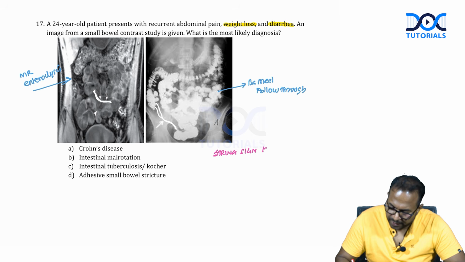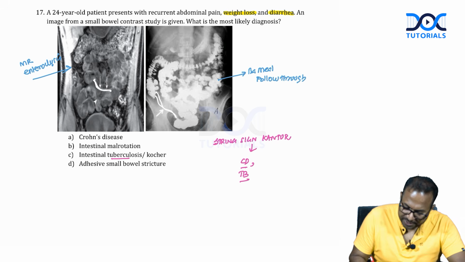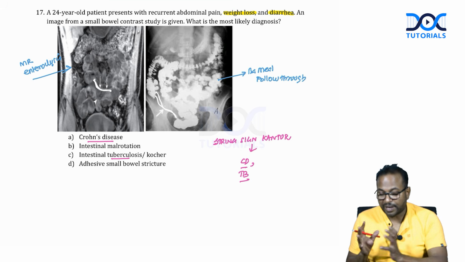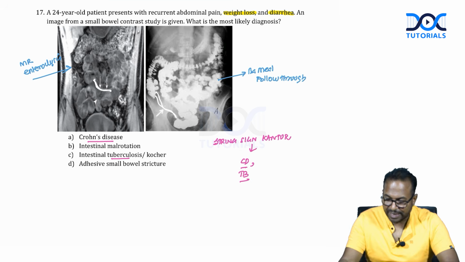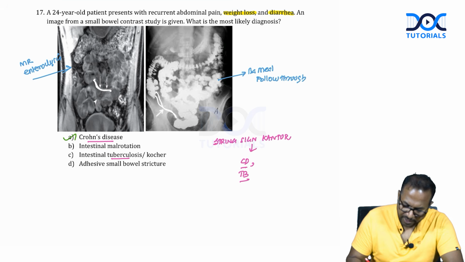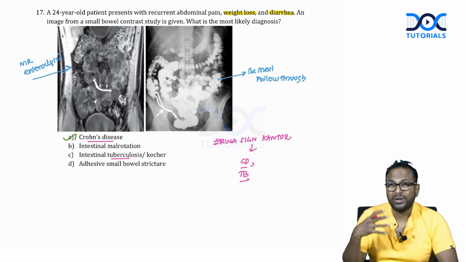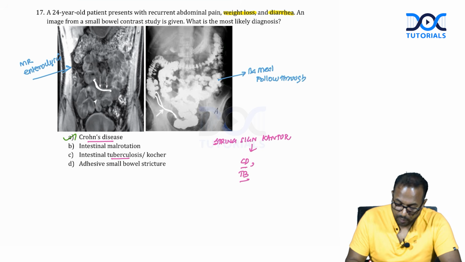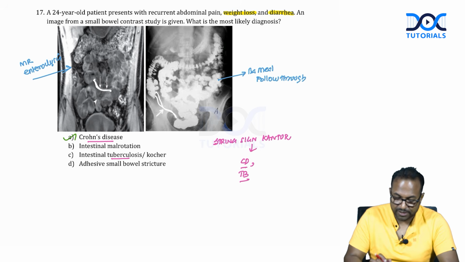The string sign of Kantor is a terminal ileal narrowing. It's a narrowing of the ileum seen in Crohn's disease and also in TB. So both options are here. You can see TB is also there, Crohn's is also there. Which will I go for? From the history, weight loss and diarrhea are more prominent in Crohn's disease. If there were fever, evening rise of fever, or contact history of TB, I would have gone for TB. But this is Crohn's disease, not TB.